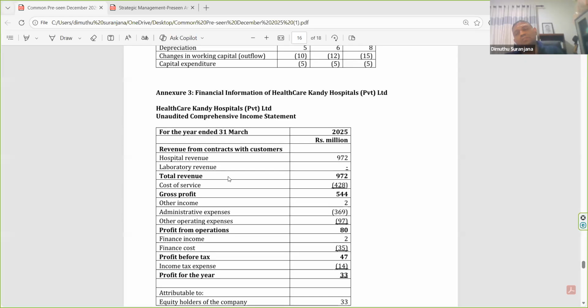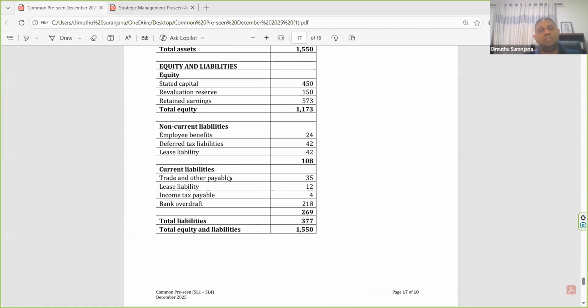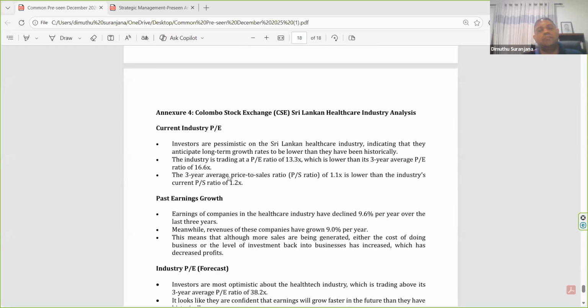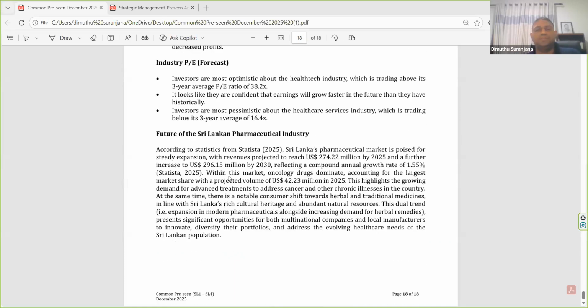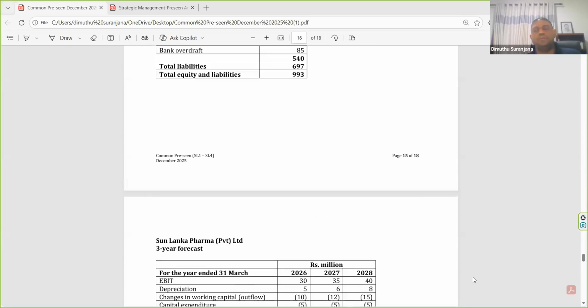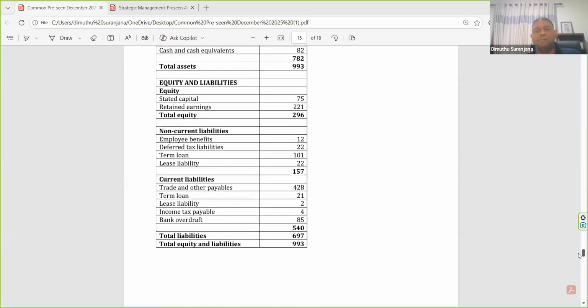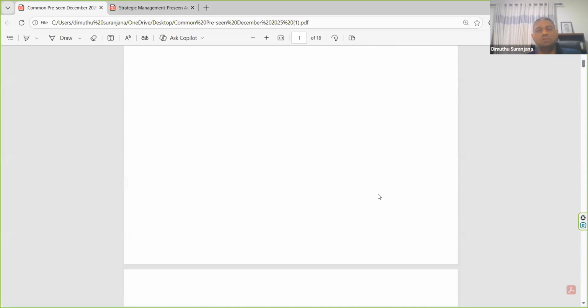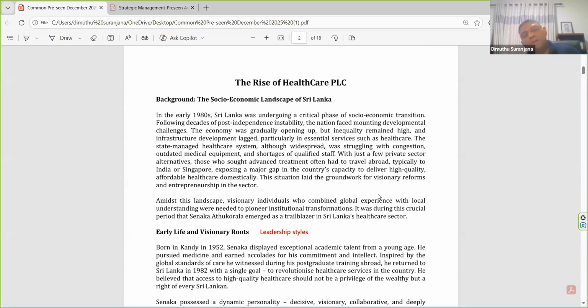Initially, we have found that there are two branches, one in Kandy and the other in Matara. So the information we put in is for Kandy. Again, P&L as well as the balance sheet separated. Annexure 4 is the Colombo Stock Exchange, Sri Lankan healthcare industry analysis. Right. So we'll start our discussion.